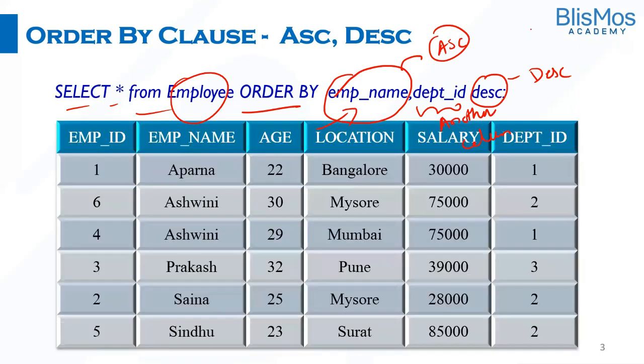Let us look at the results. For example, here employee name, you can see Aparna, Ashwini, Prakash, Saina, and Sindhu. So within Ashwini, if you see, the department ID is sorted in descending order. This is how ascending and descending can be combined in the same statement for different columns.